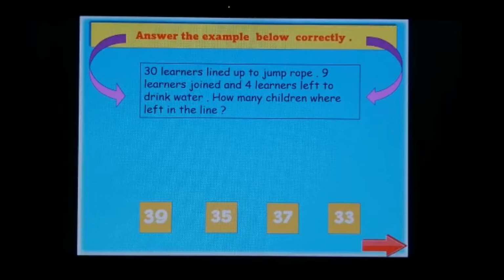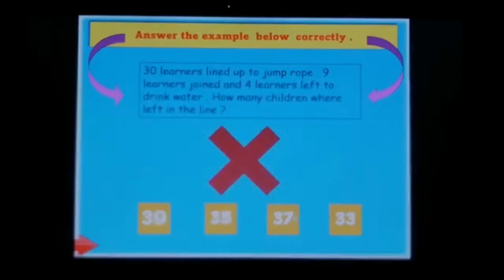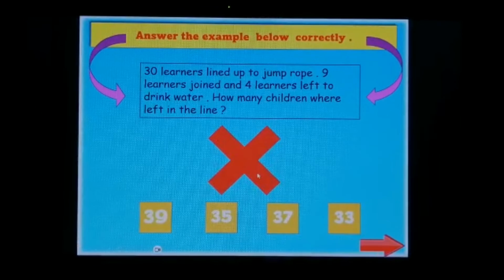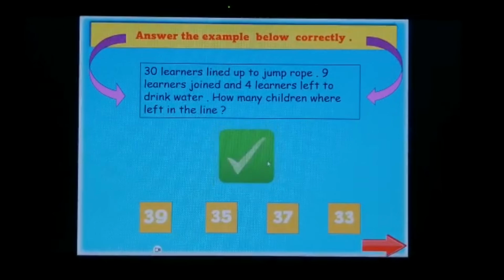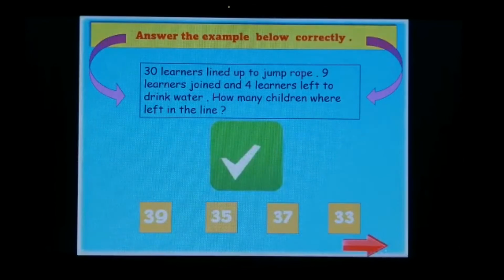Now, 30 learners lined up to jump rope. 9 learners joined and 4 learners left. Think about what this question asks you. So I'm going to choose an incorrect answer, okay? This is what's going to happen. You're going to be prompted with an X, and then you're going to choose the next arrow, and you're going to be asked to do it again. So then you're going to choose the correct answer. And that's when you see you are prompted with a green logo, a correct logo, and then you're going to go on to the next one.